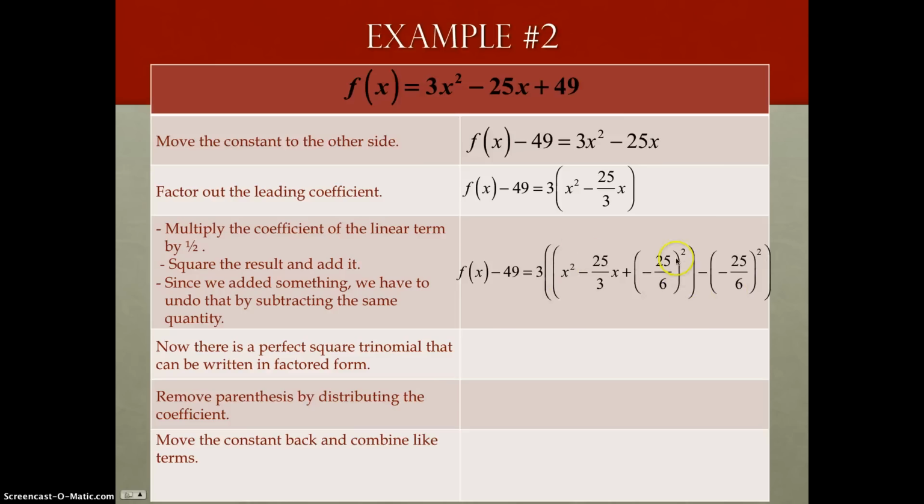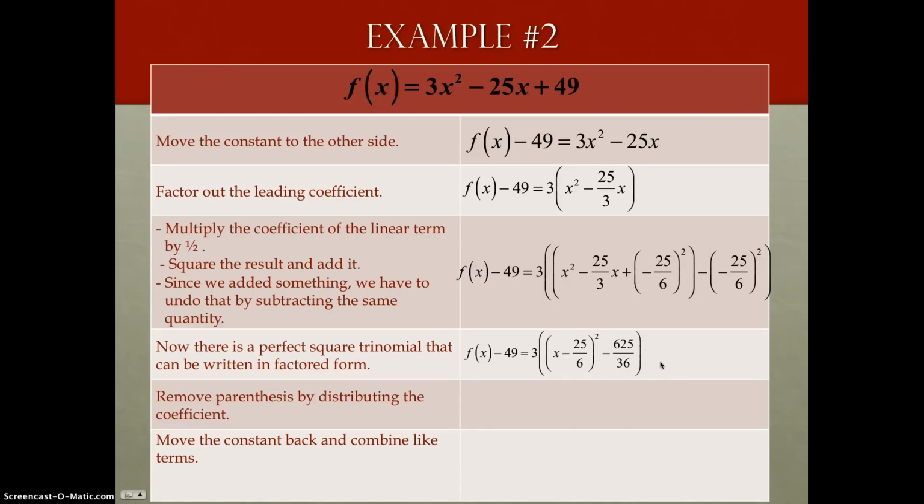This is now a perfect square trinomial, so we can rewrite that in factored form. Half of 25 thirds was 25 sixths, so that's how I know what goes in this binomial squared, the factored form. And if I square -25 sixths, I get 625 over 36, and since I was subtracting, what's going to end up being a positive number, I still get a minus.